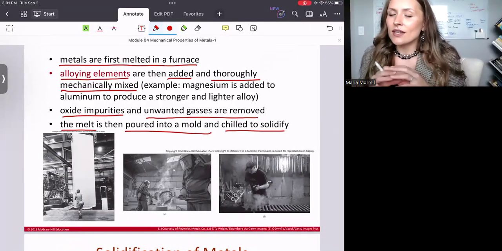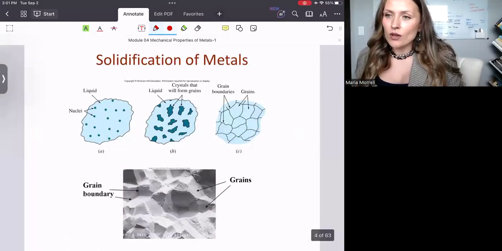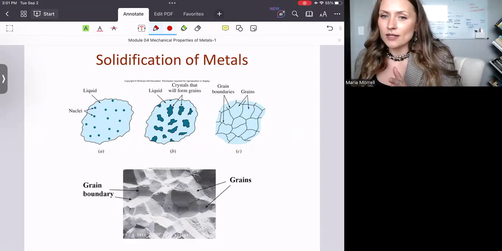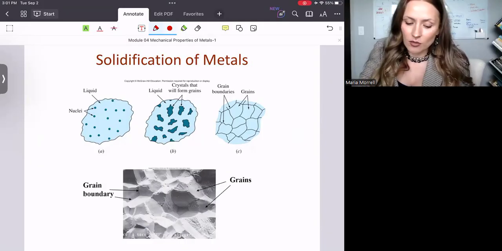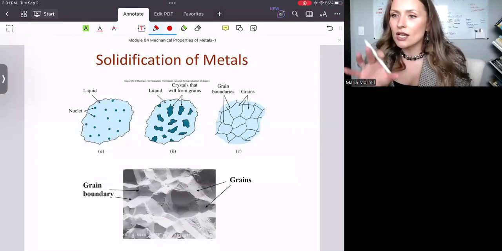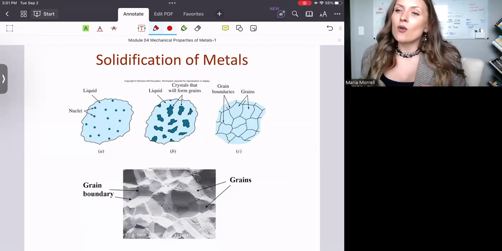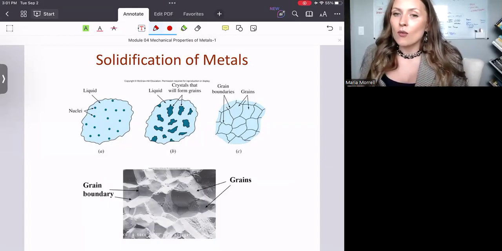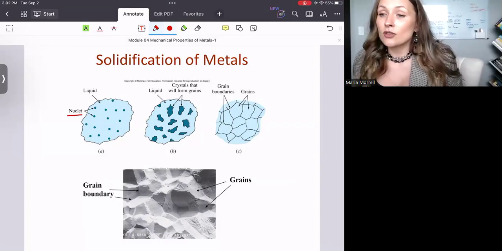But what happens at the molecular level? What exactly happens when the material solidifies? Usually there are several steps that take place. First, I would like you to envision the liquid metal, and this light blue color represents the liquid. Now, once we allow the material to cool, so basically once we remove the source of heat, we will see a bunch of nuclei being produced. And these are the dark blue dots.